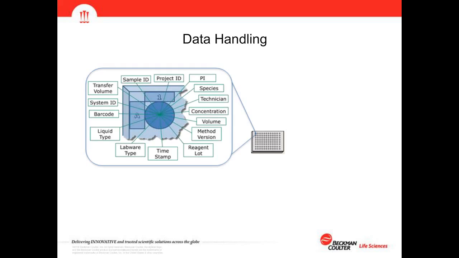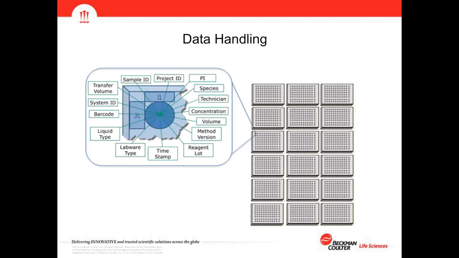There's lots of data, and we call them data sets, that can be associated to a sample or a well, which is not just the sample ID. It could be a project ID. It could be the PI. It could be the species of the sample, and so on. The volume, reagent lot, timestamps, labware type, liquid type, etc. All of that can be handled and tracked and used automatically in the software that we provide with our liquid handling systems.